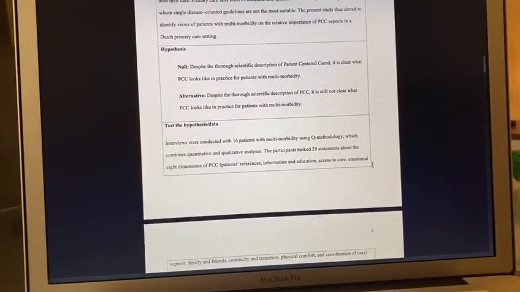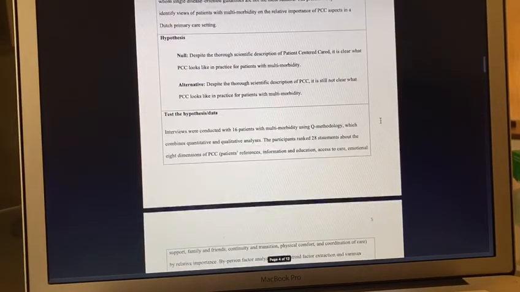Now, testing the hypothesis: interviews were conducted with 16 patients with multimorbidity using Q methodology, which combined quantitative and qualitative analysis. The participants ranked 28 statements about the 8 dimensions of PCC by relative importance. By-person factor analysis using centroid factor extraction and Varimax rotation was used to reveal factors that represent viewpoints. Qualitative interview data were used to interpret the viewpoints.